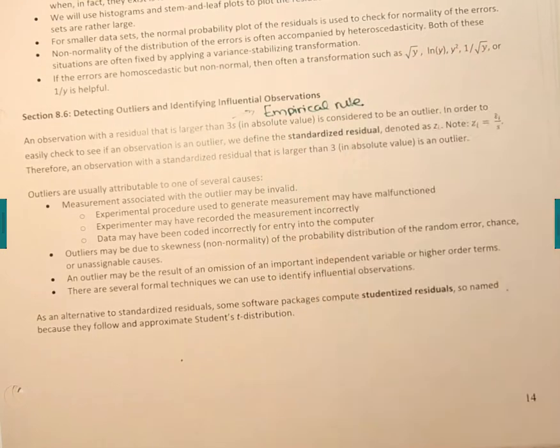We're making this normality assumption, and as long as that is valid, it's reasonable to think that all the residuals, not the observations, all the residuals should be within 3 standard deviations. So in order to easily check to see if an observation is an outlier, we define what we call the standardized residual. The reason we do the standardized residual is because we can compare that to a standard normal. And so if the standardized one is larger than 3 in absolute value, then we know it's an outlier, again, based on the empirical rule.